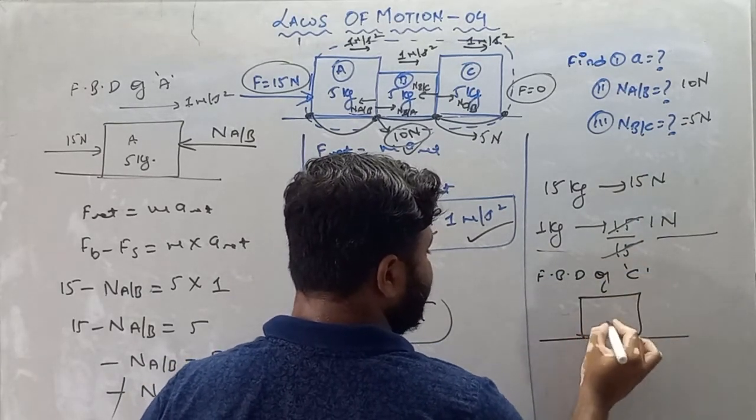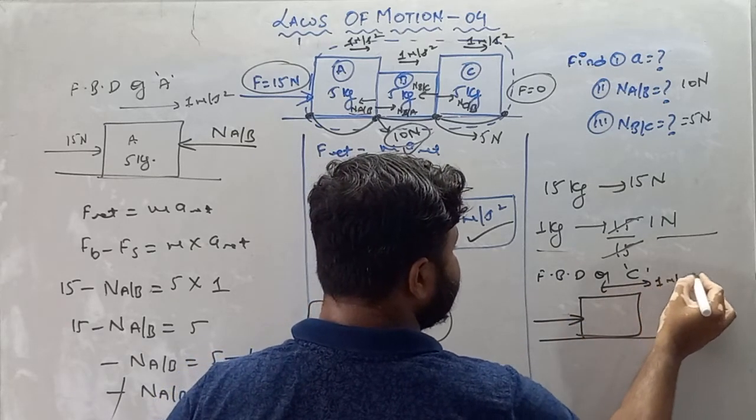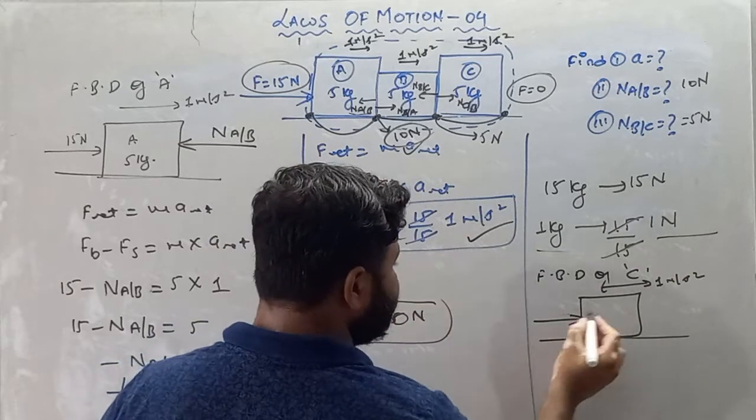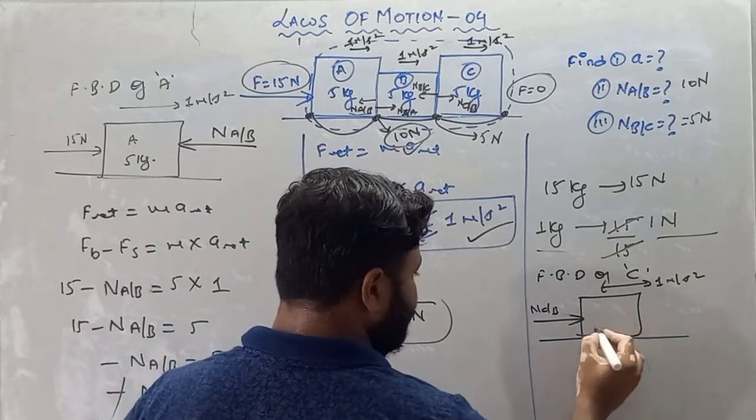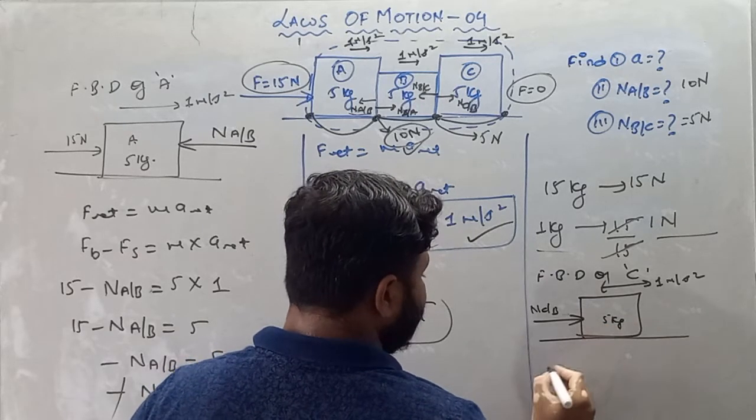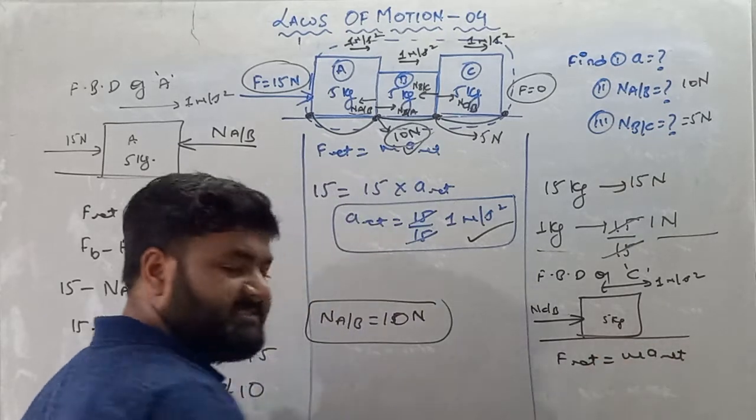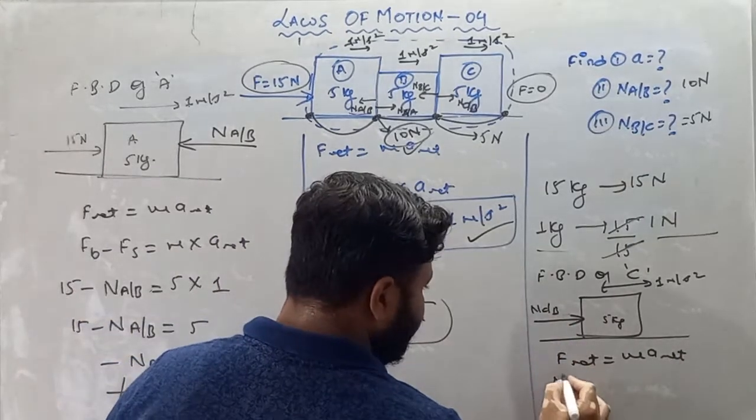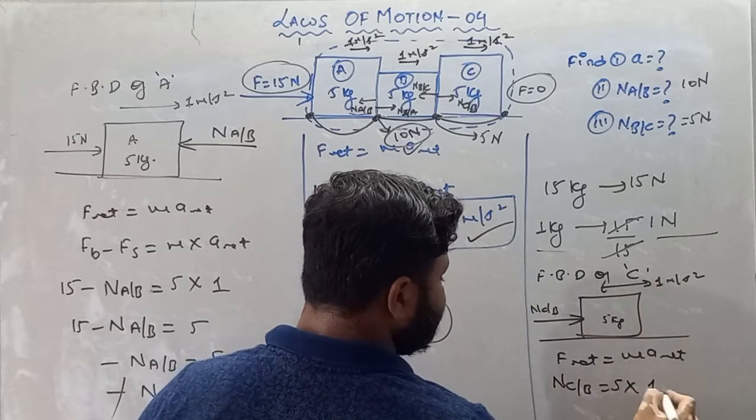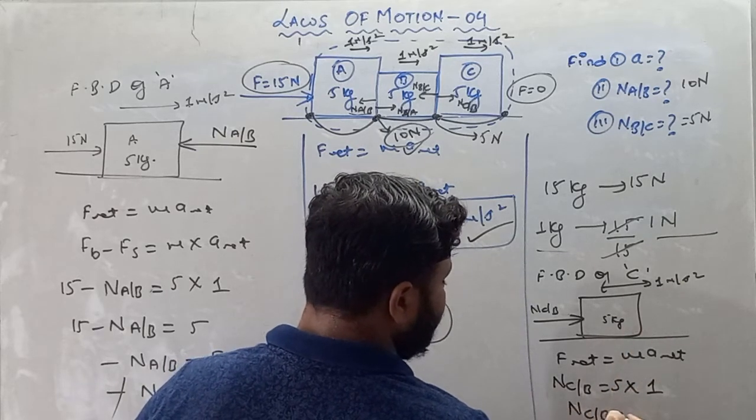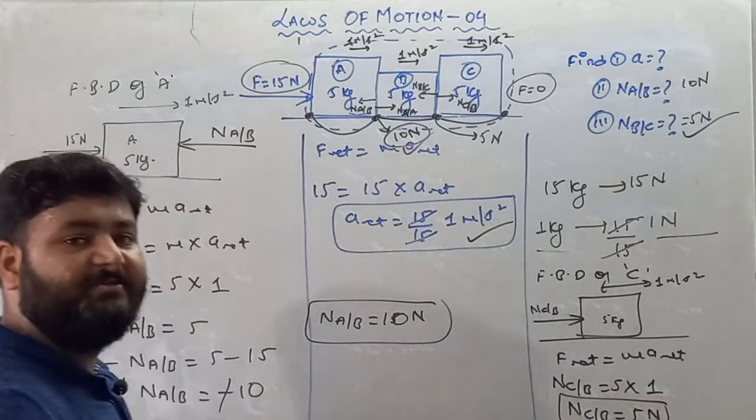So here comes the FBD of C. In this direction, acceleration is 1 meter per second square, and the force which is acting on C is normal on C due to B. The mass is 5 kg. So F net is equal to m a net. Only one force is acting on C, so we'll say normal on C due to B is equal to mass 5 times acceleration 1. So normal on C due to B is 5 Newton. See, 5 is already proved.